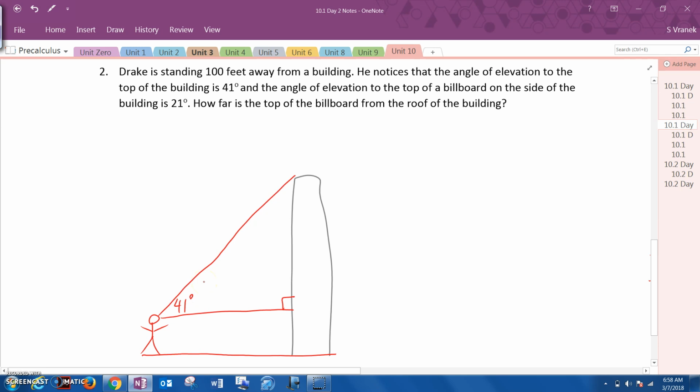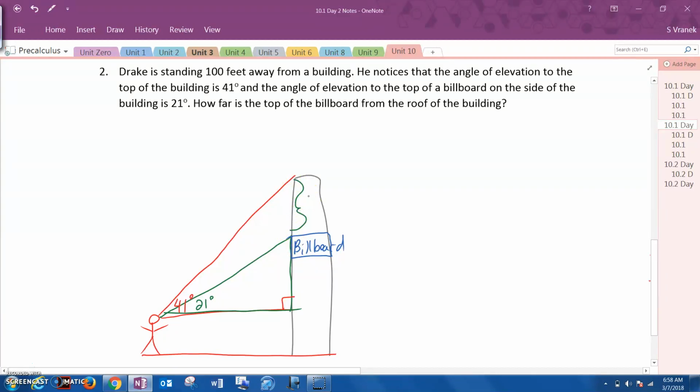There's also a billboard on the building. So I'll put a billboard here. Let's just say this is the billboard. And when he looks at the top of the billboard, it's 21 degrees. So if I draw this triangle in here, this little angle is 21 degrees. It's asking how far the top of the billboard is from the roof of the building. So really what we want to find is this piece. That's our ultimate goal.